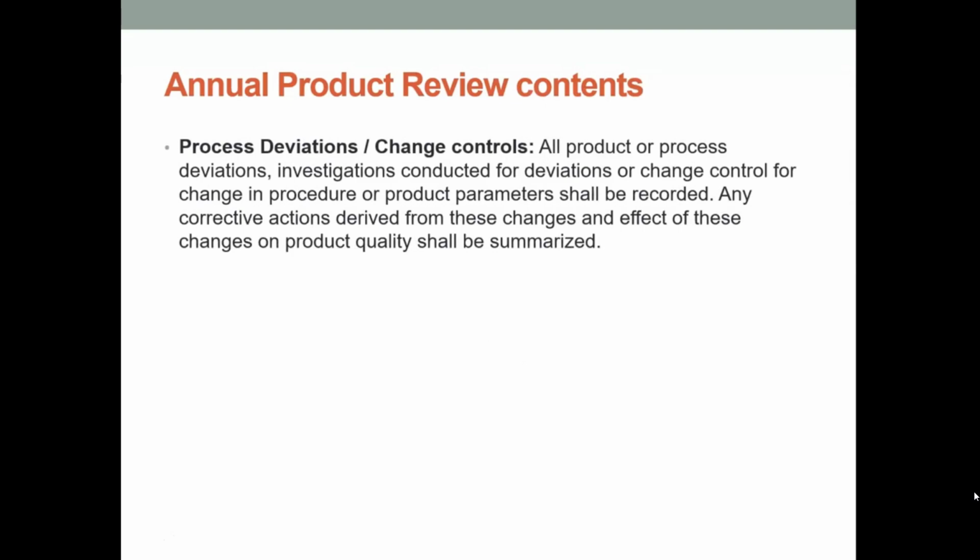So the annual product review has details about process deviations and change controls. So all product or process deviations, investigations conducted for deviations, or change control for changes in procedures or in product parameters shall be recorded. Any corrective actions that were derived from these changes and the effect of these changes on product quality have to be summarised as well.